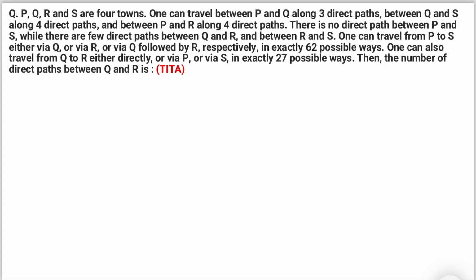So let's go on to the next question from CAT 24, the second slot. Very good question because it combines your modern maths, PNC, with algebra. Okay, amazing question. So P, Q, R, S are four towns.